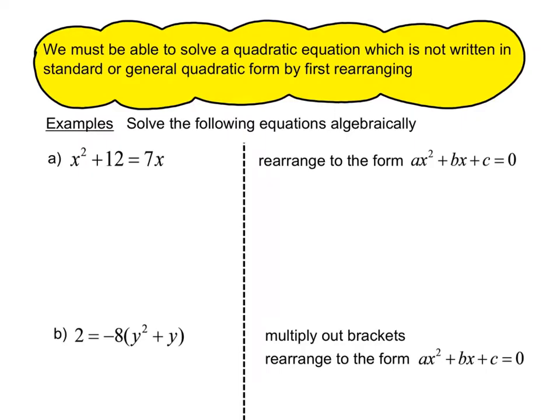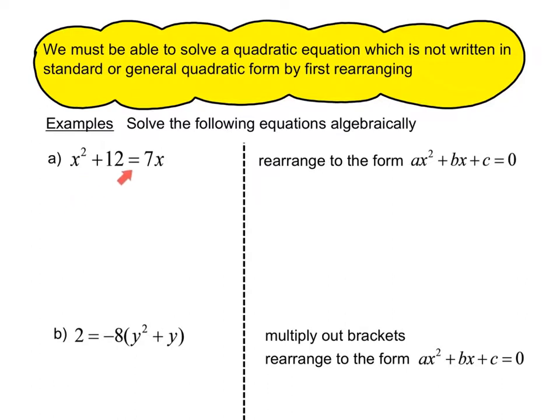We're now going to look at solving quadratic equations where the equation's not written in standard or general quadratic form. So basically remember, standard or general form is the form ax squared plus bx plus c, and it must be set equal to 0. In other words, our x squared, our x, and constant, equal to 0. Over here, this is not the case.